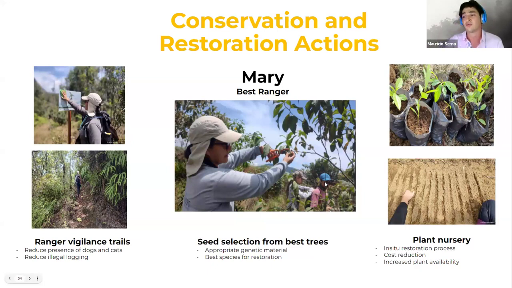This is really important, because we can have the appropriate genetic material, and we can also have the best species for restoration. Not all the species are interesting for restoration at the beginning, so seed selection allows us to really tackle what we need to do in terms of the restoration process. And we've built a plant nursery.